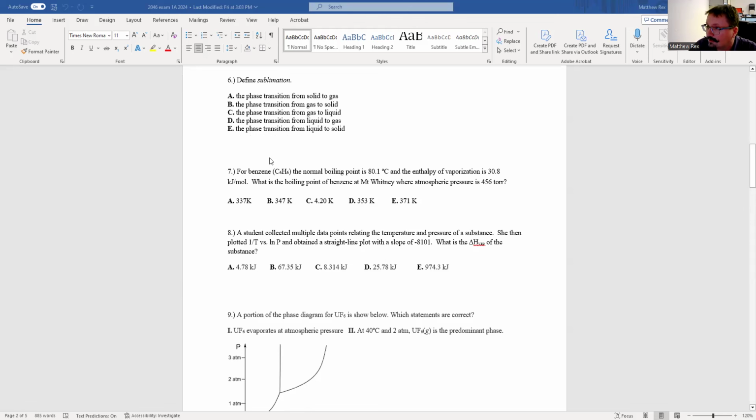For benzene, the normal boiling point is 80.1 degrees. The enthalpy of vaporization is 30 kilojoules per mole. What's the boiling point of benzene at Mount Whitney in California, where atmospheric pressure is 456 torr? So let's go ahead and work this one out on the whiteboard. All right, so we're going to use the two-point Clausius-Clapeyron equation again.